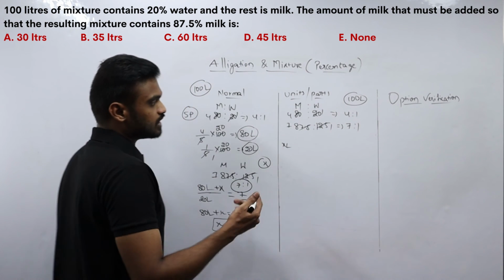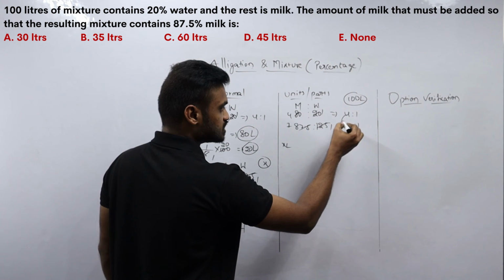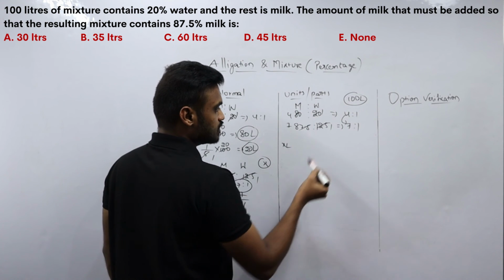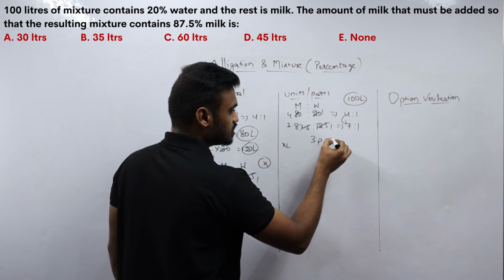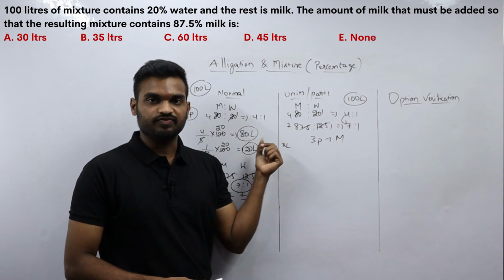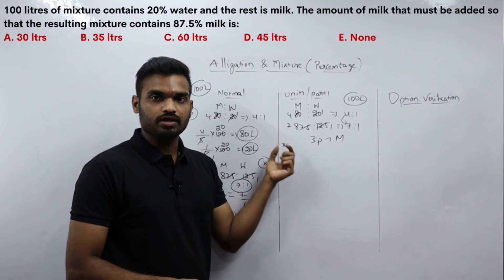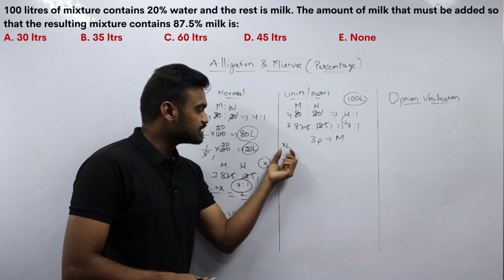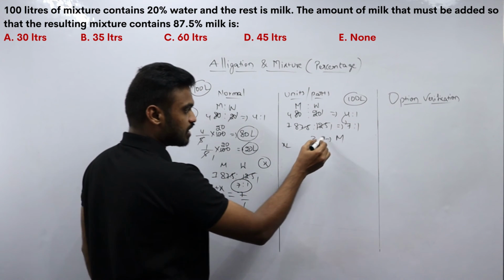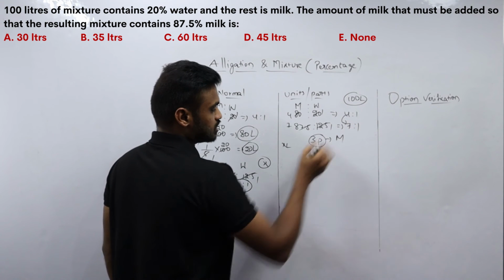Okay. Now the only difference is 4 and 7, that is only 3 parts. The difference is 7 minus 4. There are 3 parts difference in the milk. Now why did this difference occur? That is by adding X liters of milk. By adding X liters of milk, the difference of 3 parts occurred in these parts.